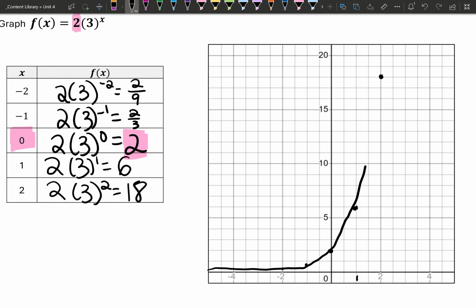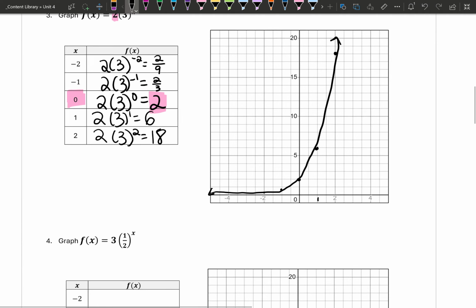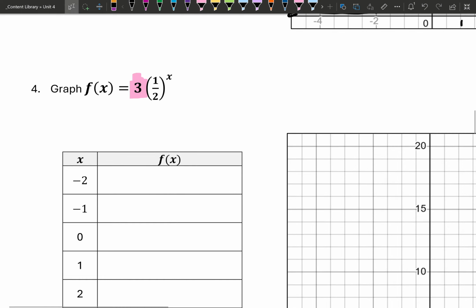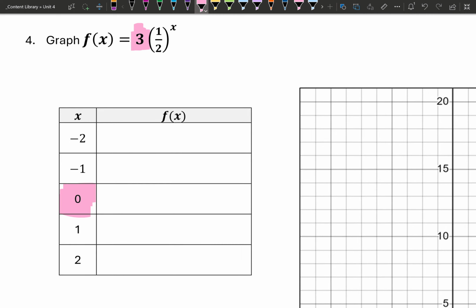So just like before, our graph is increasing because we have a number that's bigger than 1 in our parentheses. However, our y-intercept is different. And yeah, so it changes up our graph a bit. Let's see what it looks like when we have a fraction in the base, but still have a number in front in our y-intercept that's not 1. So hopefully we get 3 as our y-intercept when we plug all this into our calculator. Let's do it.